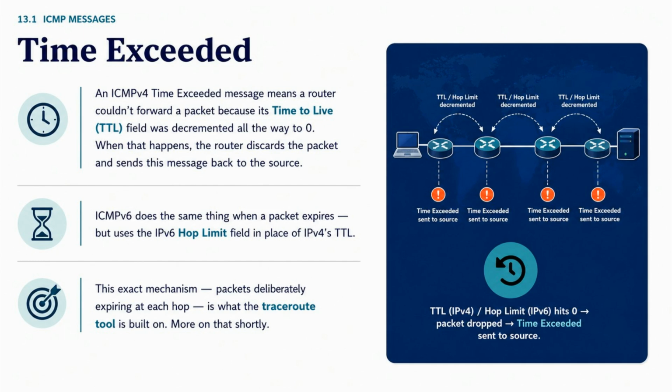Time exceeded fires when a router can't forward a packet because its TTL (IPv4) or hop limit (IPv6) hit 0. The router discards the packet and reports back to the source. This exact mechanism, packets deliberately expiring hop by hop, is what traceroute is entirely built on, which gets its own deep dive later in the module. Worth flagging that connection now so it clicks later.